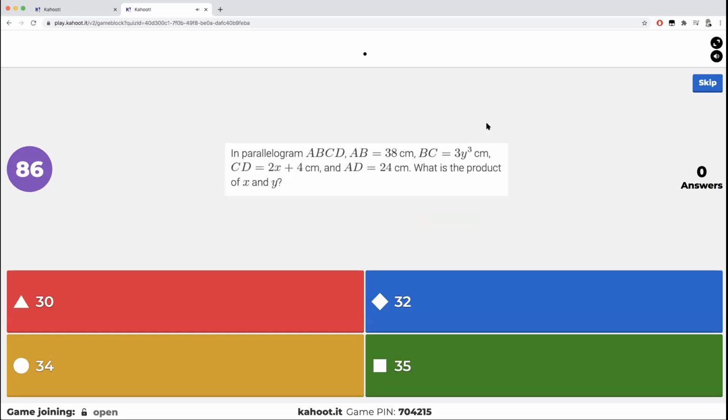In parallelogram ABCD, AB equals 38 centimeters, BC equals 3 times y cubed centimeters, BD equals 2x plus 4 centimeters, and AD equals 24 centimeters. What is the product of x and y?